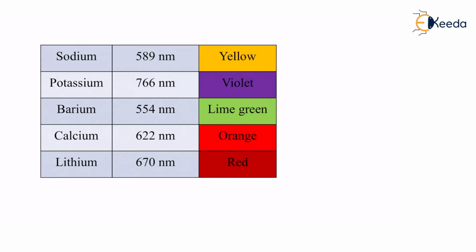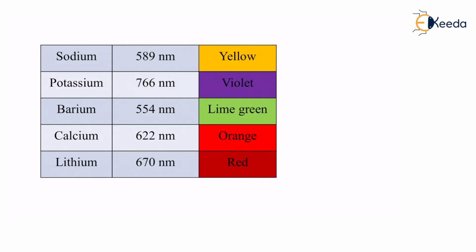Barium is the third element given over here. Barium belongs to alkaline earth metals. It belongs to group 2 of the periodic table. And if you see, it has a wavelength of 554 nanometers. The wavelength of 554 nanometers gives a lime green color. Thus, the flame itself would be of lime green color.